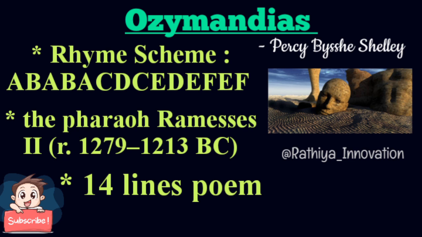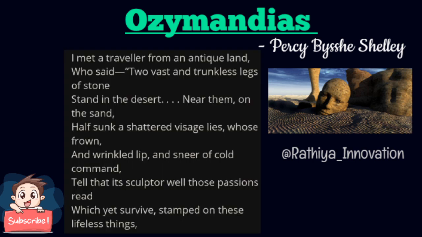Now let's move on to the summary of the poem Ozymandias. First line: I met a traveler from an antique land. Here, I refers to the poet who met a traveler in an antique land. Antique means old. So in a very old land, the poet met a traveler. The land refers to a place in Egypt, the desert.